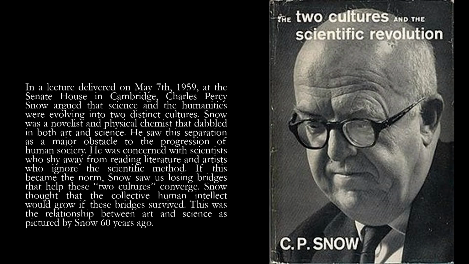So, we have discussed this in one of our previous classes, that C.P. Snow was one of the first persons who pointed out, who actually lamented, that the intellectual world is divided into two, whereas the artists are in one corner, the technological people or the science people are in the other corner, and they hardly interact with one another. In a lecture delivered on May 7, 1959 at the Senate House in Cambridge, Charles Percy Snow argued that science and the humanities were evolving into two distinct cultures. Snow was a novelist and physical chemist that dabbled in both art and science. So, he himself was a practitioner of both science and humanities.